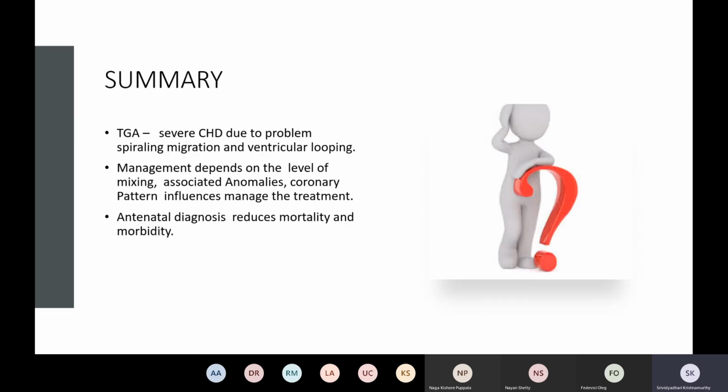So in summary, TGA is quite a severe congenital heart disease due to a problem with the spiral migration and ventricular looping. The management depends on the level of mixing. It could be a palliative procedure like an atrial septostomy or a shunt, depending on how soon they present. And of course, the other things that we need to be aware of are the associated anomalies and coronary pattern as well. Antenatal diagnosis definitely has reduced the mortality quite significantly, because we can anticipate this and arrange for the child to be transferred across to a tertiary unit as soon as possible to enable the septostomy.